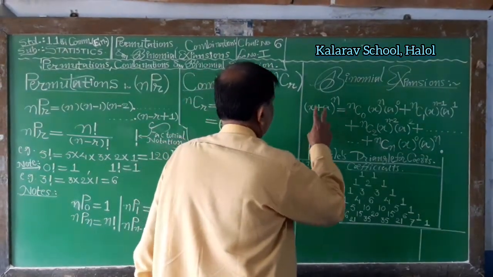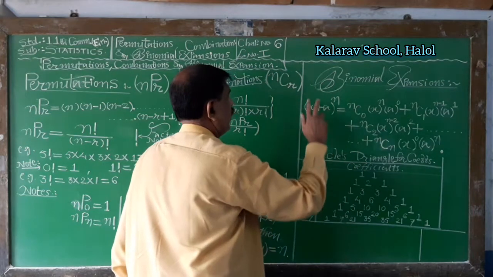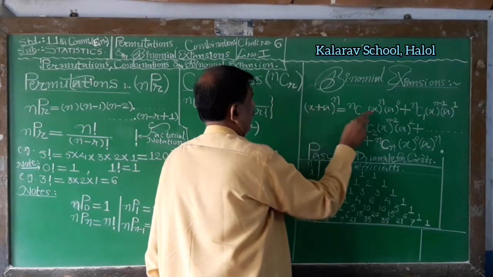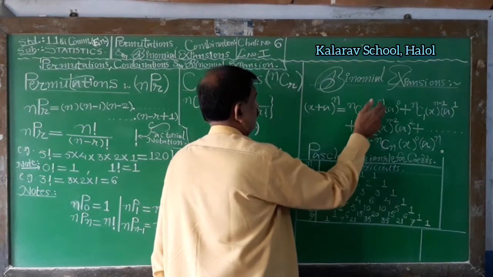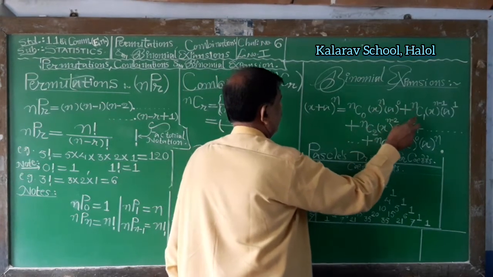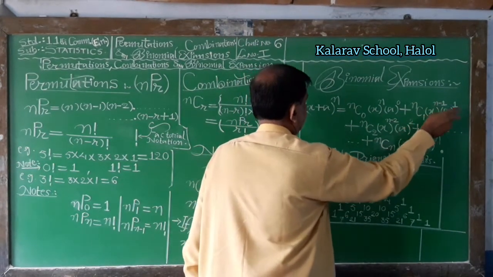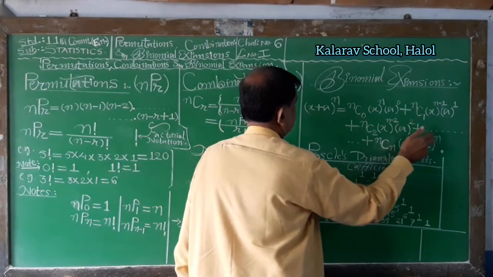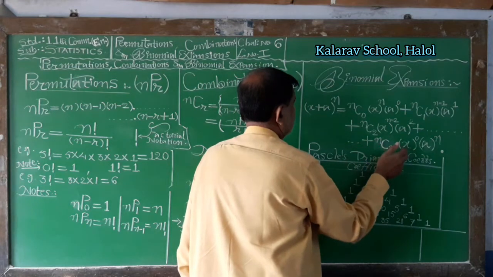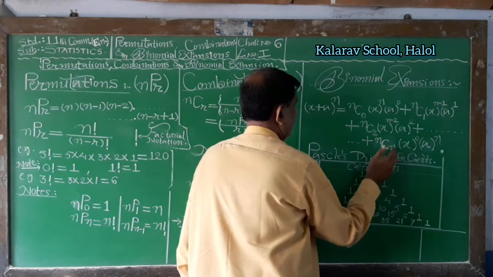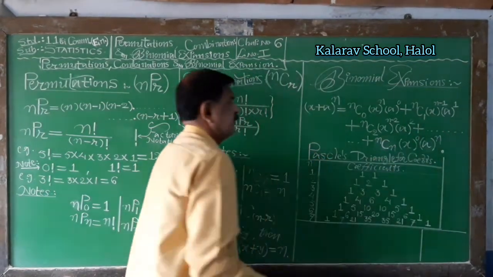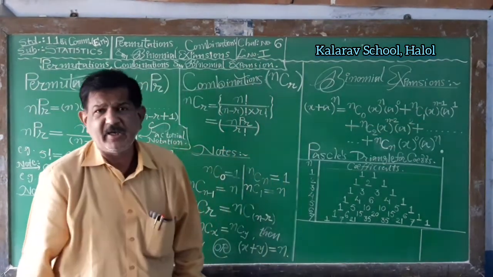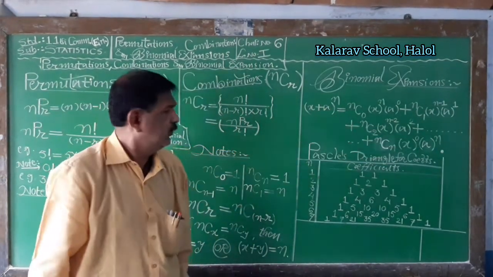(x+a) raised to n is given by nC0 x^n a^0 + nC1 x^(n-1) a^1 + nC2 x^(n-2) a^2 + and so on, up to nCn, with x raised to n minus n, which means 0, and a raised to n. So this is the complete binomial expansion formula. At the time of practical examples, it will be more clear to you.